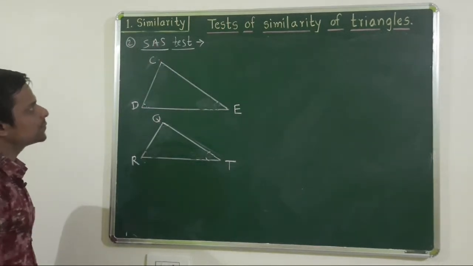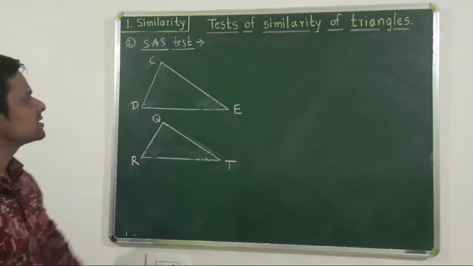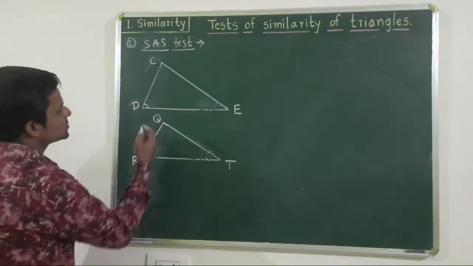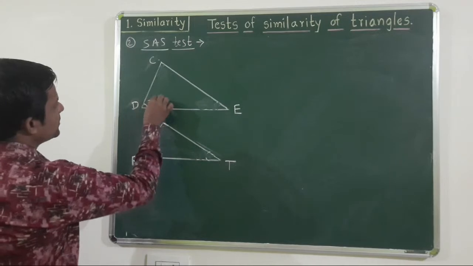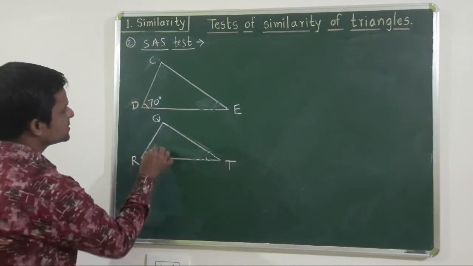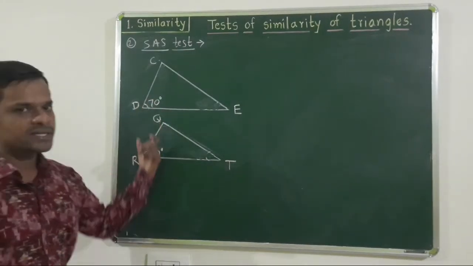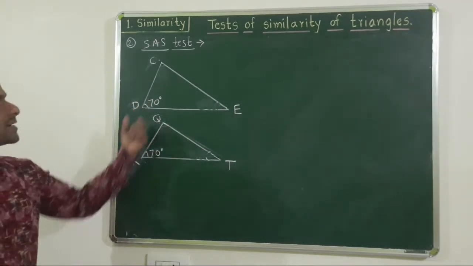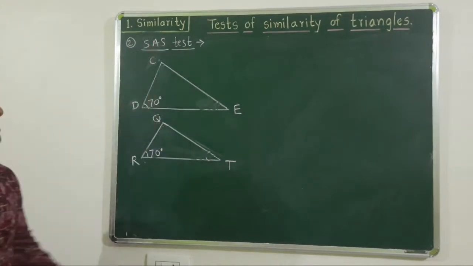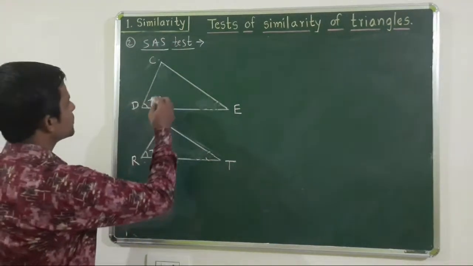Means information about two sides and one angle is given. I'll choose this angle as, suppose, D and R. Suppose angle D is given as 70, angle R is given as 70. Means only one pair of angles is given as congruent, that is angle D is congruent to angle R, that is 70 degrees. And what about sides? Sides are not congruent. Some information about sides is given.